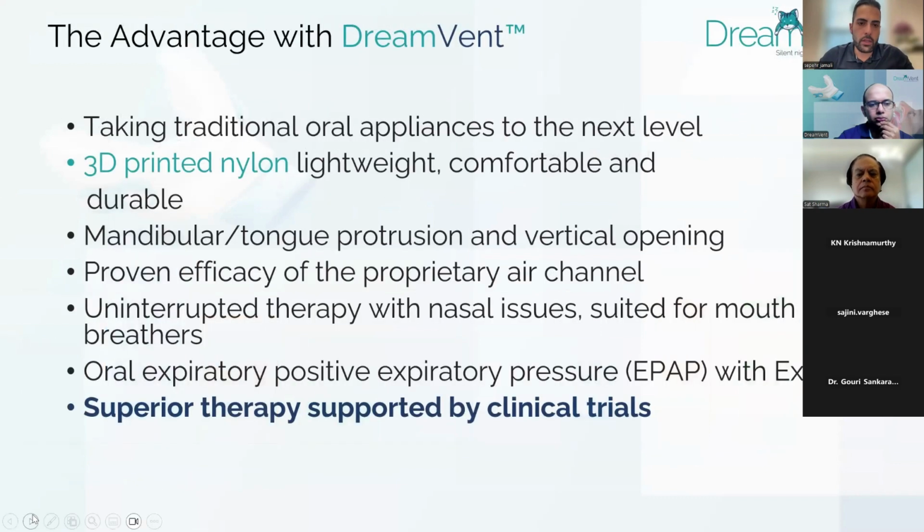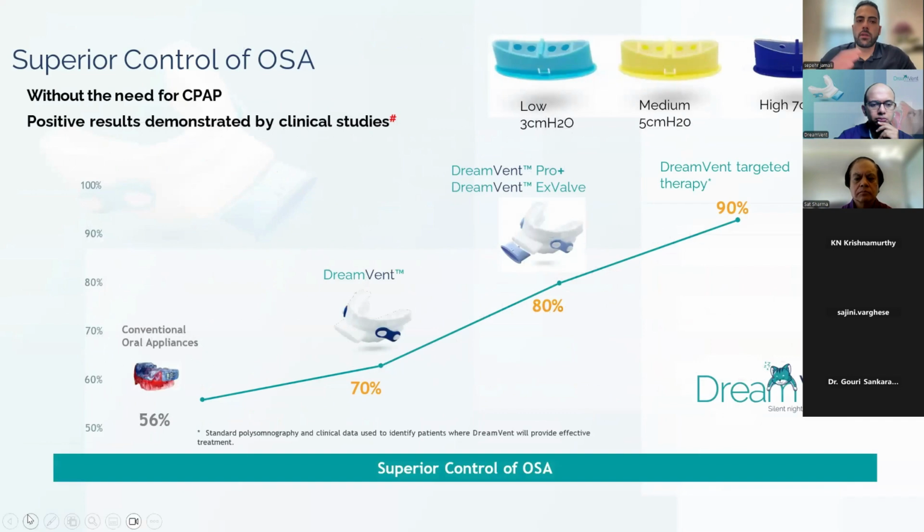In the results of these appliances, the combination of the Dreamvent with the XValve had the highest efficacy to bring the apnea-hypopnea index to very, very low levels. If the patient has moderate or mild, we can say it's going to get to a very low level and almost completely cure it. And even for some severe patients, it can reduce their apnea-hypopnea index from severe to maybe mild or moderate.